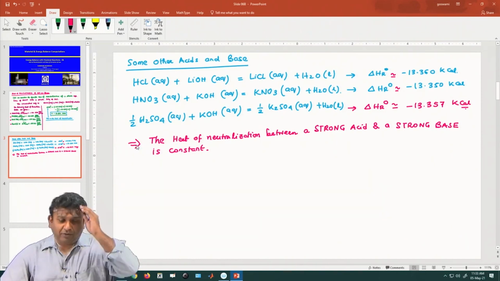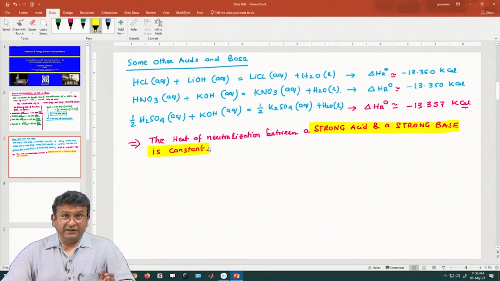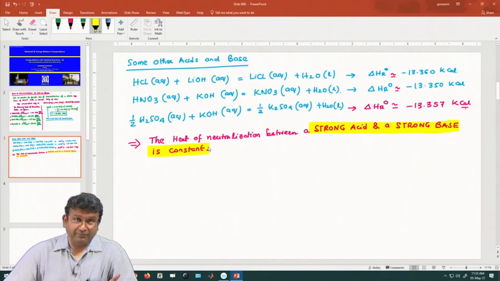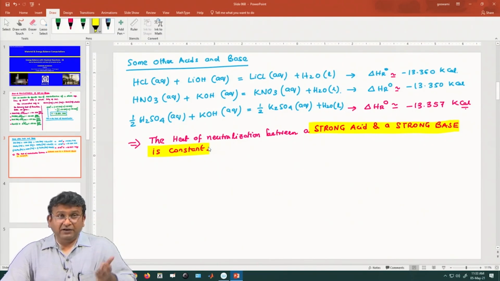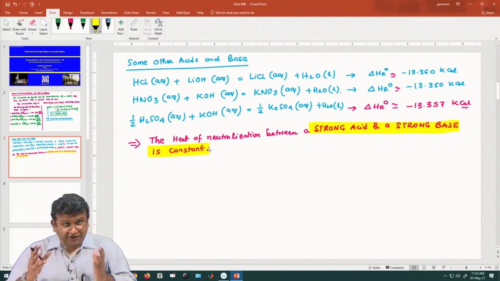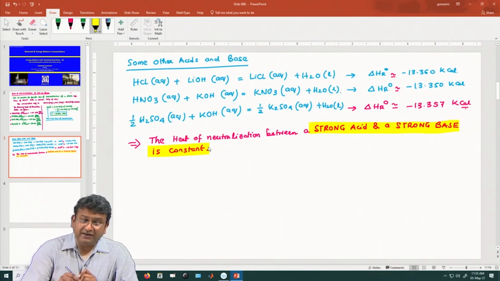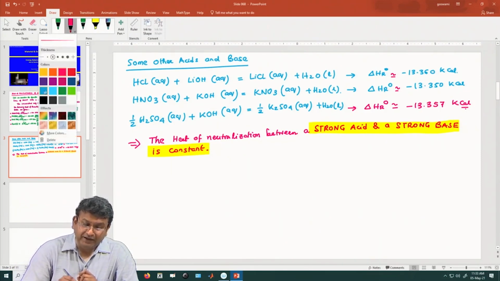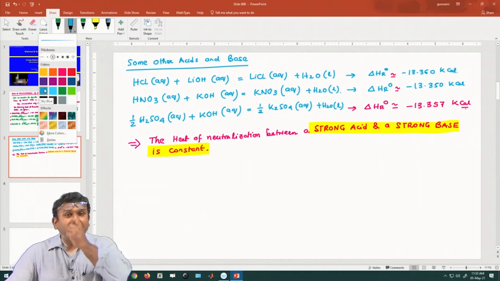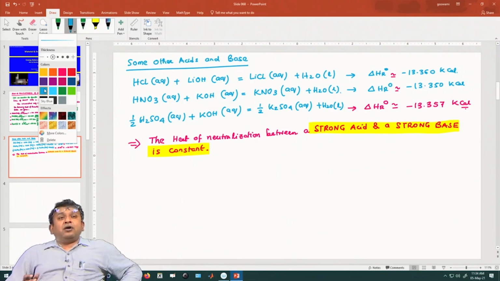The moment we have a unique observation, you should train your mind to ask the right question, and in this particular case the right question is why, right. What exactly is happening amongst all different combinations of strong acid and strong bases that their heat of reaction, or the heat of neutralization, is constant. So, you must ask yourself what exactly is happening. What is happening is actually attributed to the property of strong acids and strong bases. And what is that property? Strong acids and strong bases in an aqueous solution, we all know, remain fully dissociated.